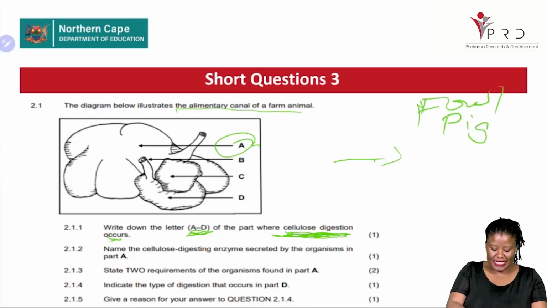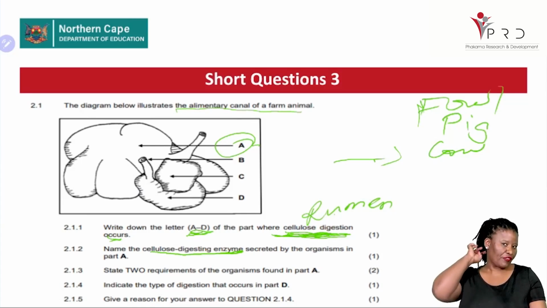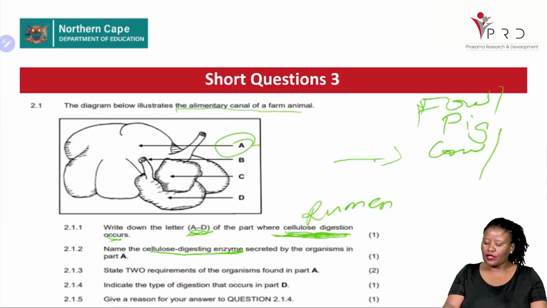Name the cellulose digesting enzyme secreted by the organism in part A. Cellulose is digested in the rumen. So when we talk of rumen, what structure is this? This is the structure of a cow, or it can be of any ruminant that you know. So which one is the cellulose digesting enzyme? The enzyme that is able to digest cellulose. Then we talk of the enzyme cellulase.